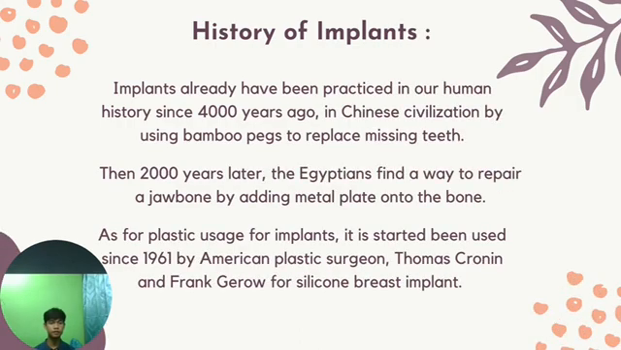The second one is the history of implants. Little did we know, implants have been practiced in our human history since 4,000 years ago, such as in Chinese civilization, which used bamboo pegs to replace missing teeth. Later on, the Egyptians found a way to repair the jawbones by adding a metal plate into the bone. Implantation using plastic materials started in 1961 by American plastic surgeons Thomas Cronin and Frank Gerow, together with the company, for the silicone breast implant.